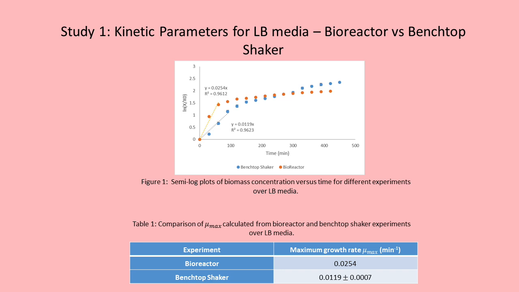When comparing kinetic parameters with LB media, it was found that the maximum growth rate was greater for the bioreactor. This is expected because of drops in temperature and agitation when sampling the shaker flasks, which may inhibit the maximum growth rate. Additionally, the bioreactor has more available oxygen than the flasks, which contributes to greater cell maximum growth rate.